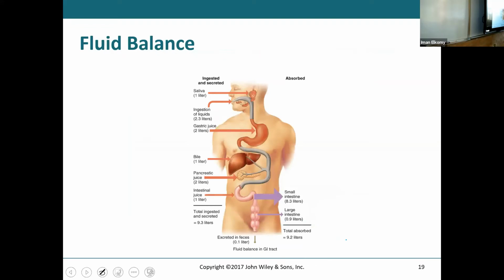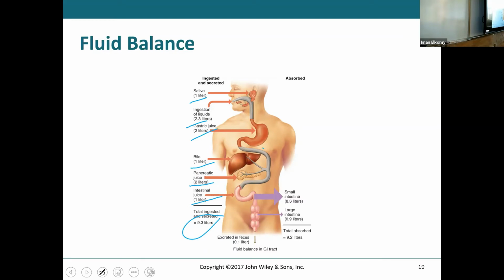Okay, just a quick look at our fluid balance on the left. On the left side over here is everything that we take in or produce. Basically everything that travels through your GIT. You've got 1 liter of saliva, you have 2 liters you drank, 2 liters from your stomach being produced as gastric juice, 1 liter of bile being produced by your liver, 2 liters as pancreatic juice coming from the pancreas, 1 liter of intestinal juice coming from the small intestines. That should total about 9 liters traveling through this GIT.